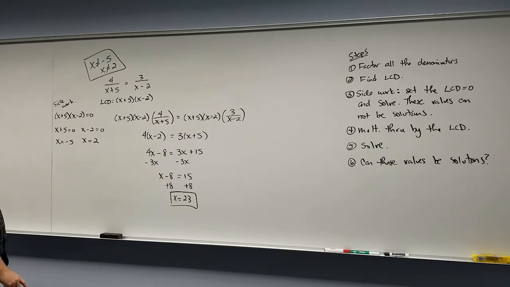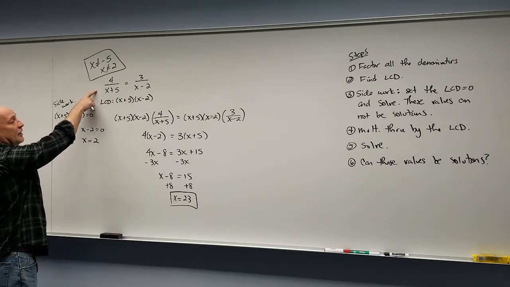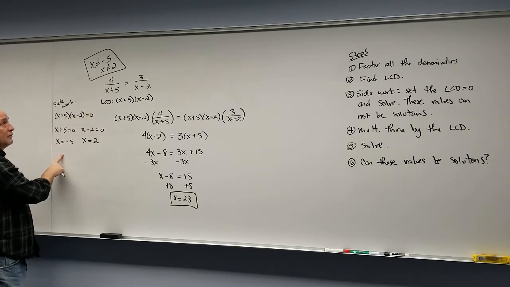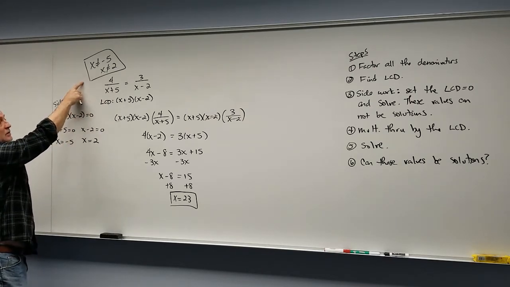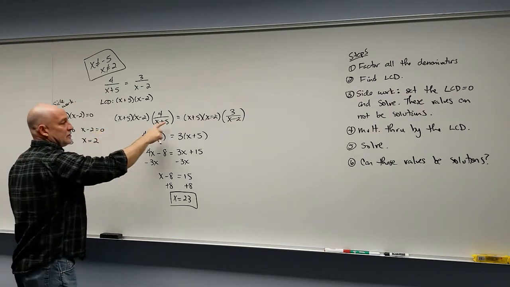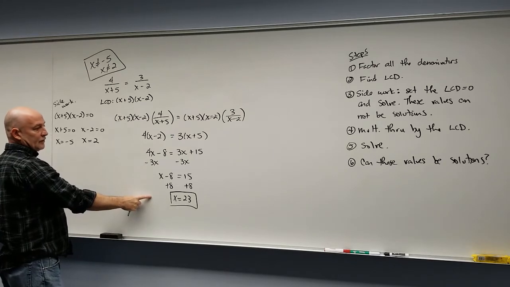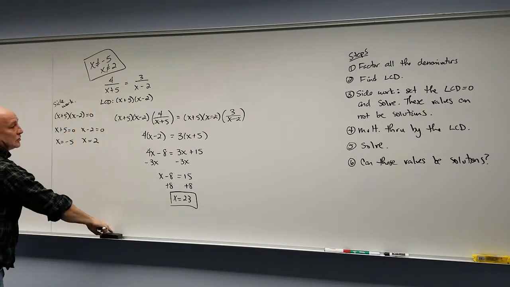Okay, so a little bit of longer problem. Factor all the denominators to find the LCD. Go over to the side, set that equal to 0 and solve. That's the values that your answers can't be. Then multiply every term by the least common denominator. That should clear your fractions. Solve whatever's left over and check to see if it's allowed to be a solution.